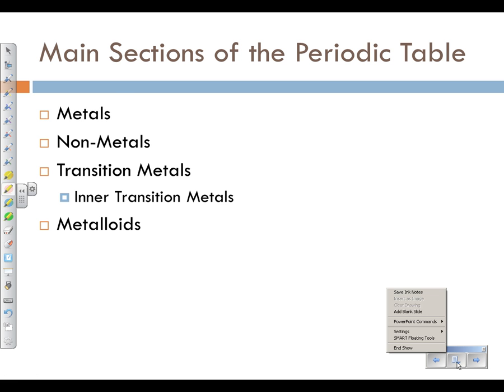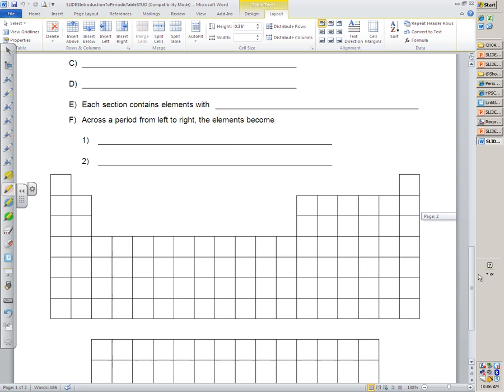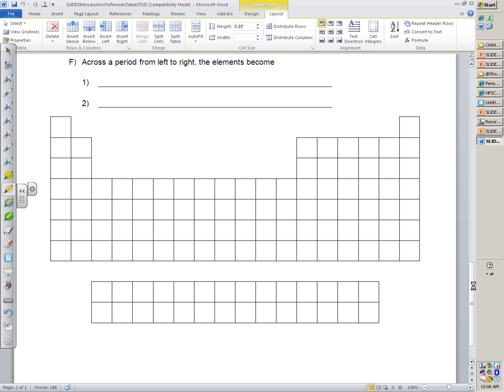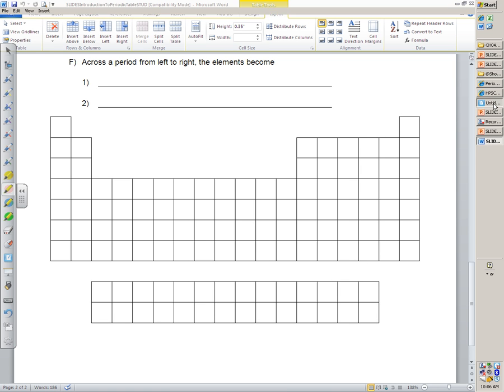First, I want to start off on your outline. Okay. You'll notice that on the back there is a big blank periodic table. So let's make sure that we can identify these big regions on the periodic table.